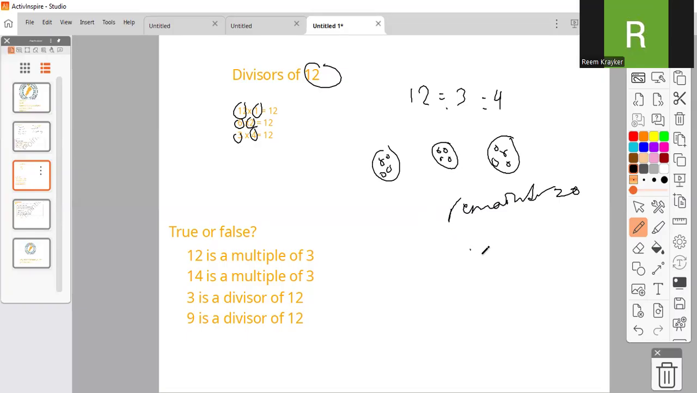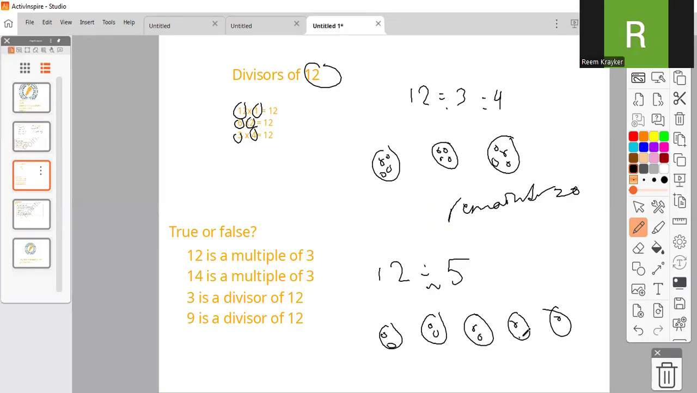Now I will ask you a question. Is 5 a divisor of 12? If you have 12 candies, you want to divide them among 5 students. Let's do it together. Let's make 5 groups: 1, 2, 3, 4, 5. We have 12 candies. We will divide them among 5. Each one will take 1 candy now. These are 5 candies. Now each one will take another candy. We have used 10 candies, but I still have 2 candies. It's a remainder.